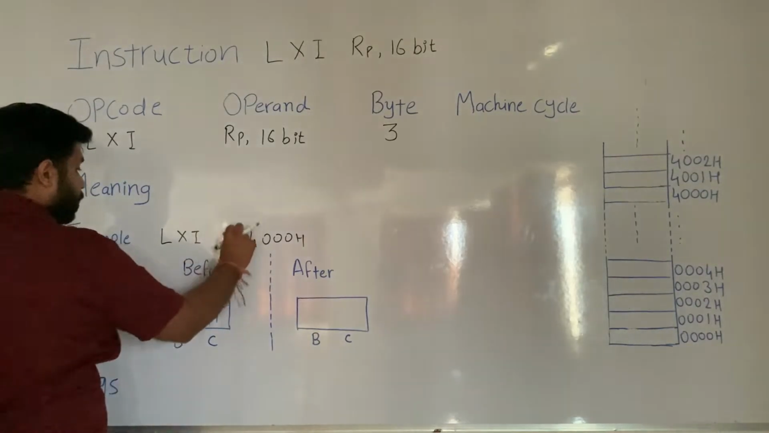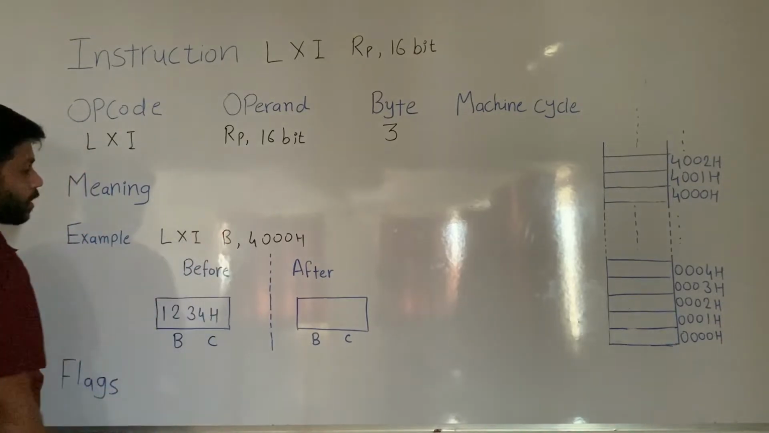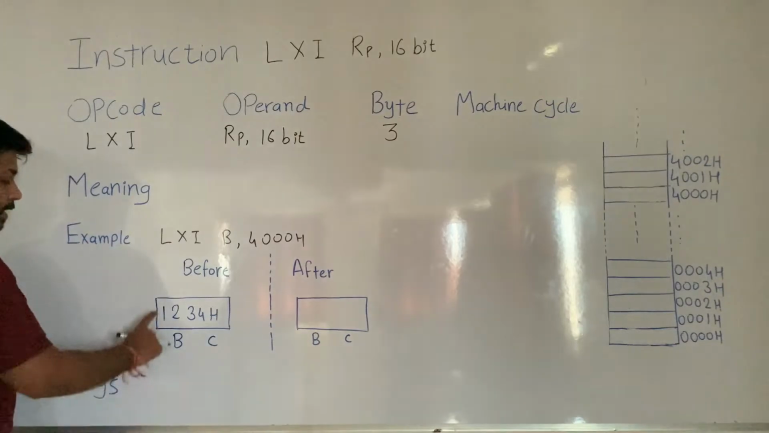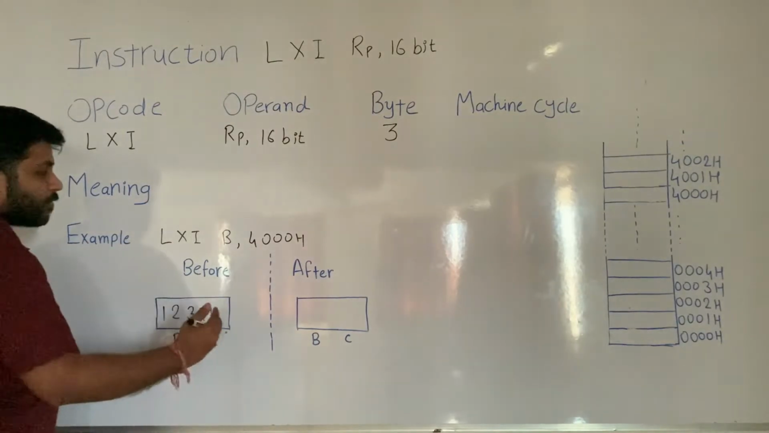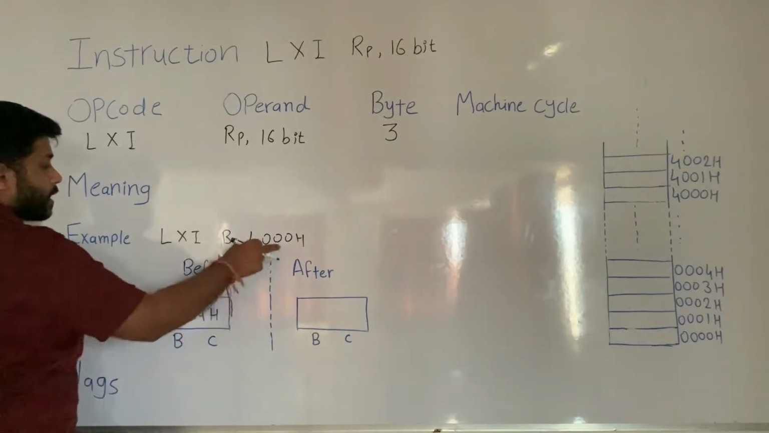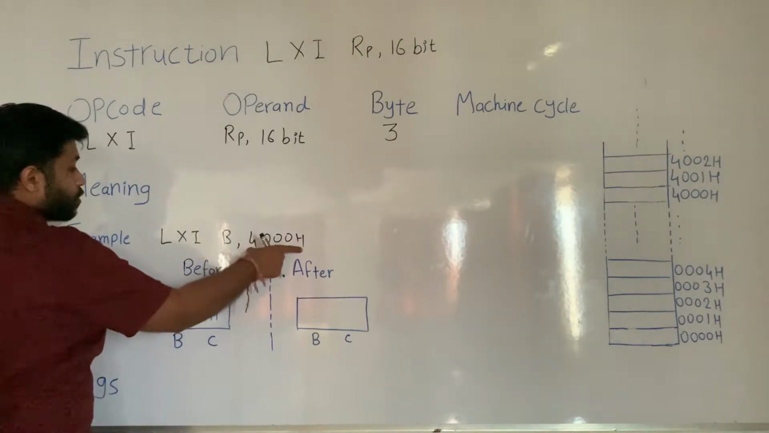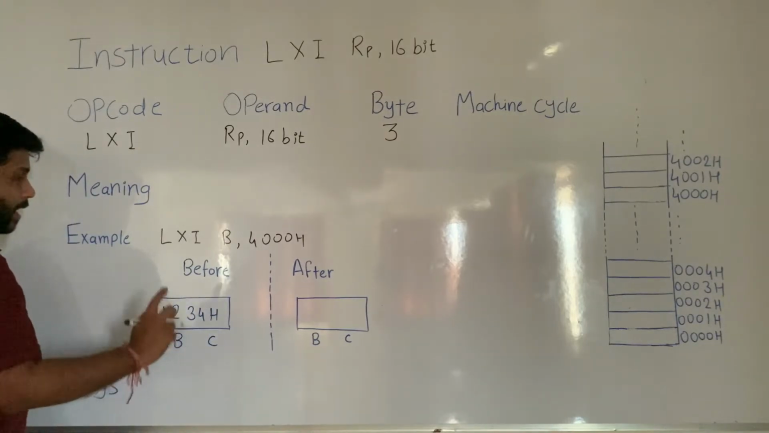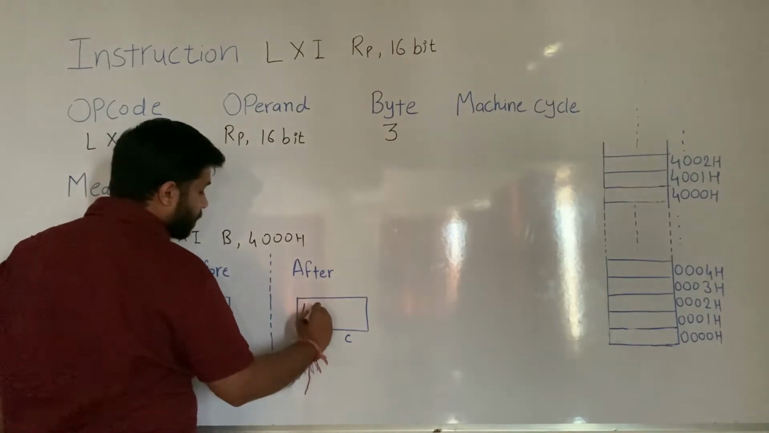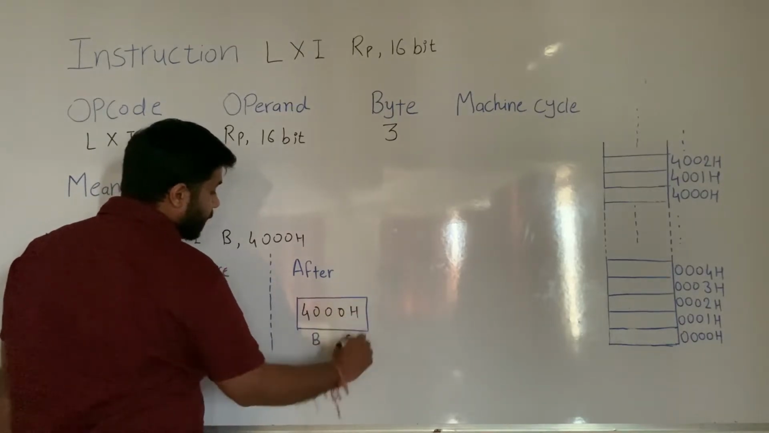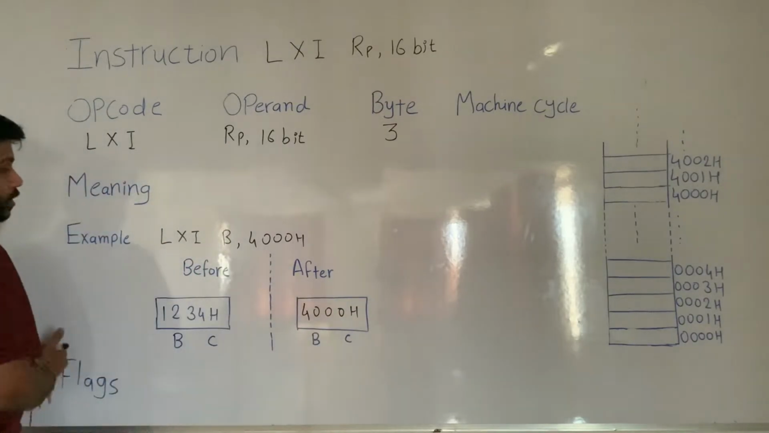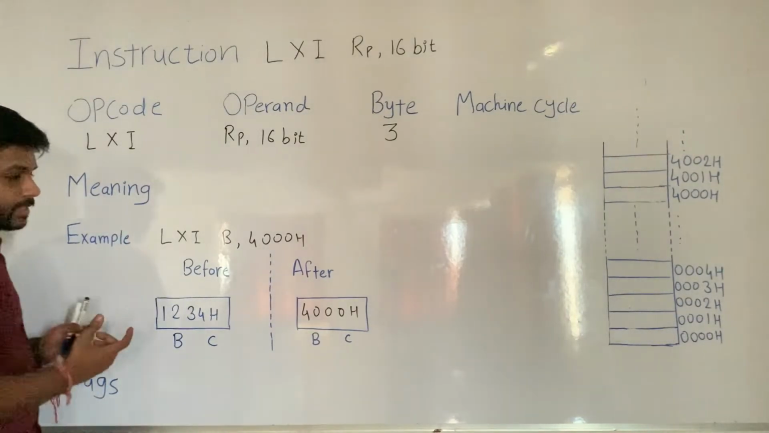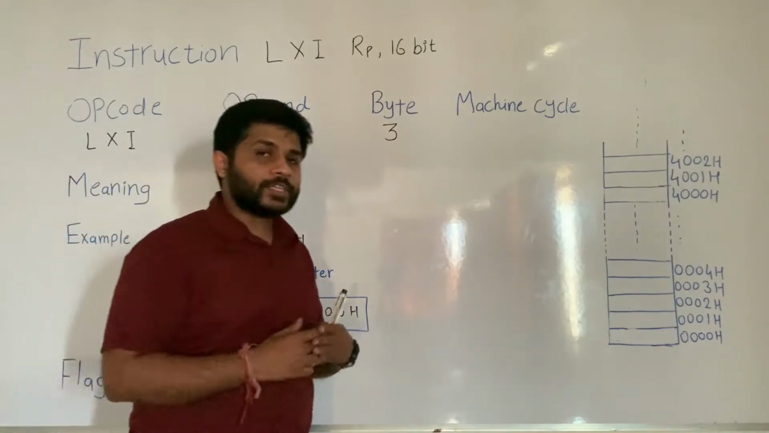Okay, let's take the example of LXI B, 4000H. Before the execution, the content of the BC pair is 1234H. After the execution, the 4000H value will be stored in the BC pair. So before, 1234H was there; after the execution, the information will be overwritten, and the new value in the BC pair will be 4000H. Okay? In the flags, no flags are affected. Why? Because it is a data transfer instruction.